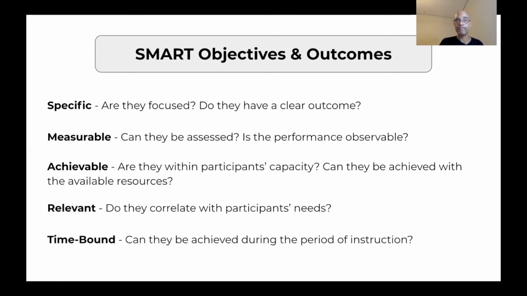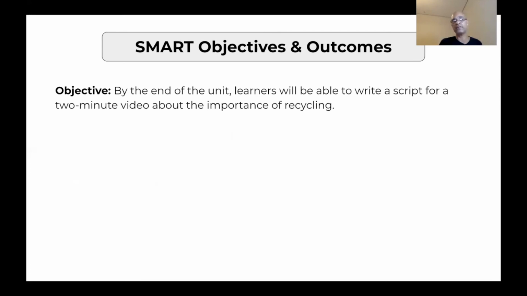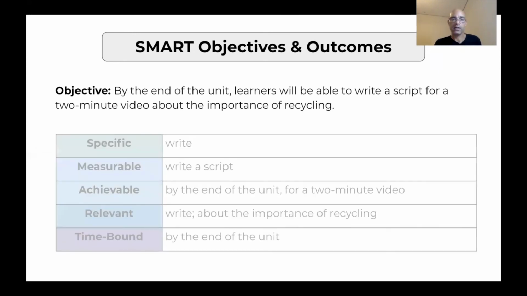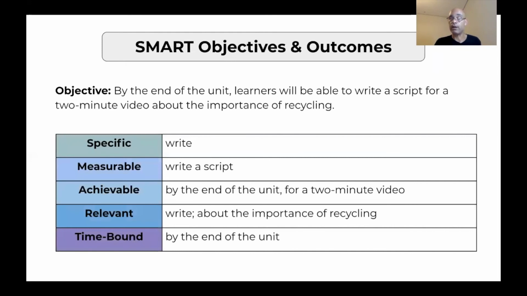be assessed? So an objective here, an example, is by the end of the unit, learners will be able to write a script for a 2-minute video about the importance of recycling. So what's specific here? Well, my students will write, right? That's, again, the behavior needs to be a specific one, writing. How can I measure it? Well, they'll write a script.